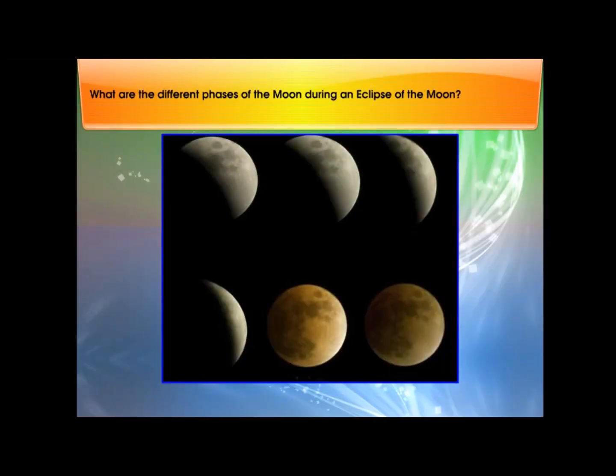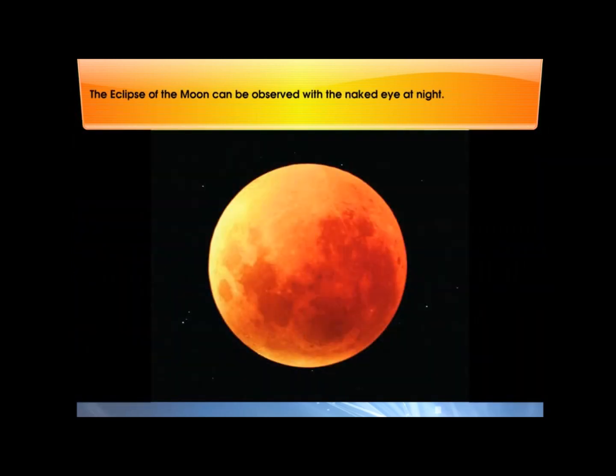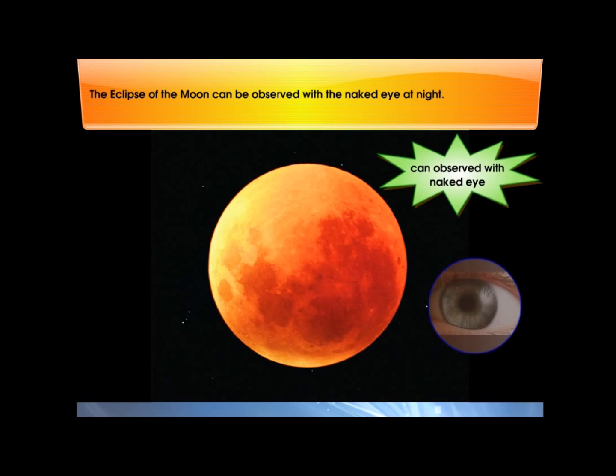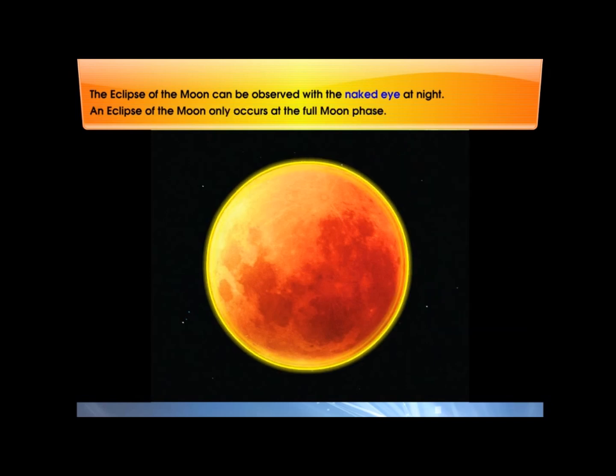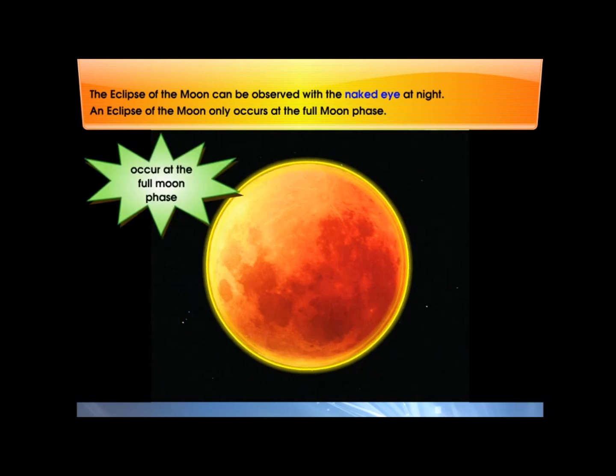What are the different phases of the moon during an eclipse of the moon? Why does such an eclipse occur? The eclipse of the moon can be observed with the naked eye at night. An eclipse of the moon only occurs at the full moon phase.